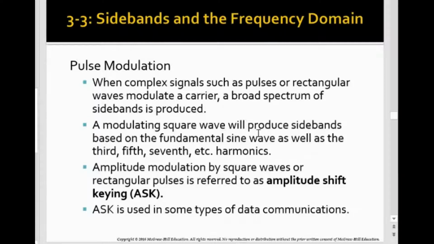Modulating a square wave will produce sidebands based on the fundamental sine wave, as well as the third, fifth, seventh, and other higher frequency harmonics. Depending on what bandwidth you want to define, if your bandwidth is limited, the higher harmonics will be lost or won't be passed by your system. They will be highly attenuated. Amplitude modulation by a square wave or rectangular pulses is referred to as amplitude shift keying, or ASK. So ASK is used in some types of data communication.